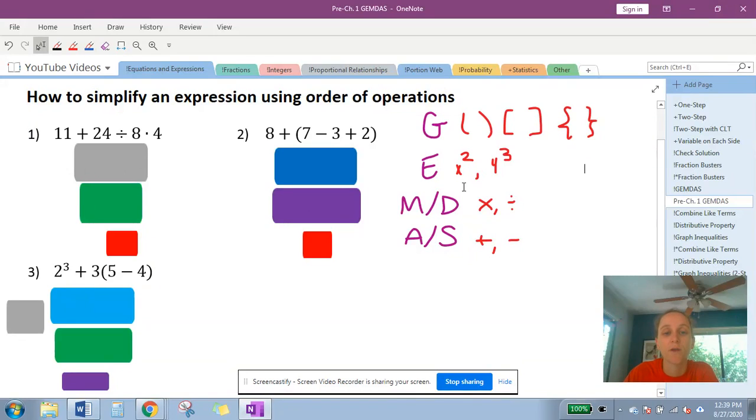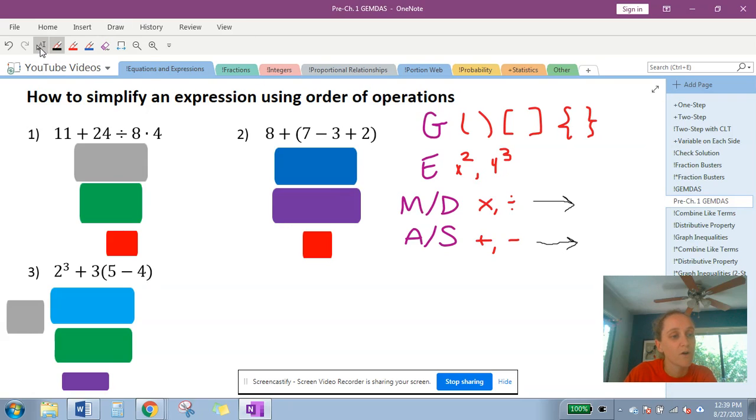Just similar to PEMDAS, but G stands for grouping here. So that could be numbers that are in parentheses together, in brackets together, or in the curly brackets together over here. And then we have exponents, we have multiplication, division, and remember that these go from left to right, and same with addition and subtraction. So whatever you see first going left to right with multiplication, division, that's what you do first, and then same thing with addition and subtraction.